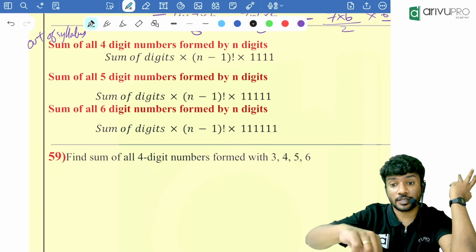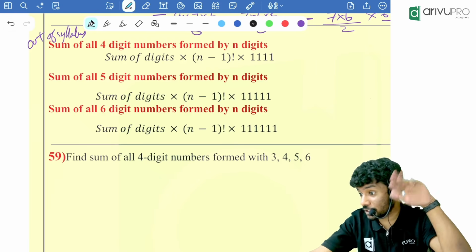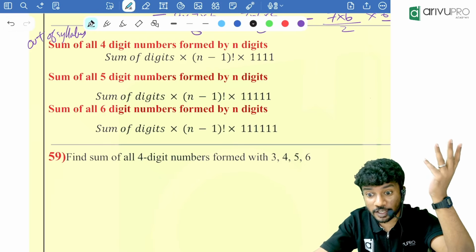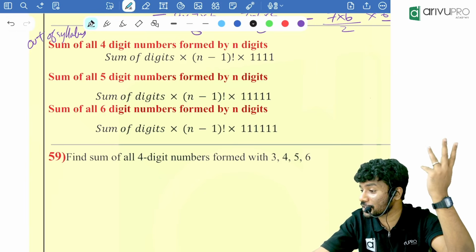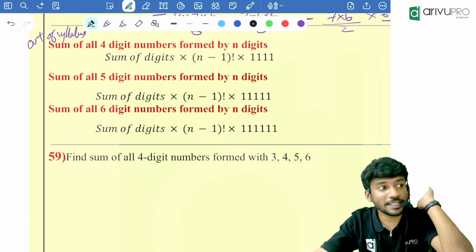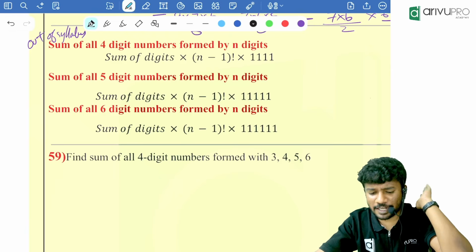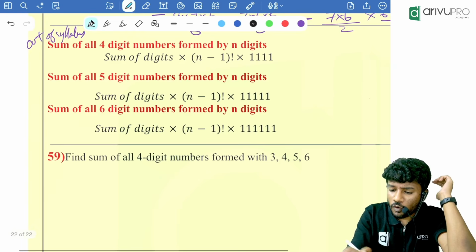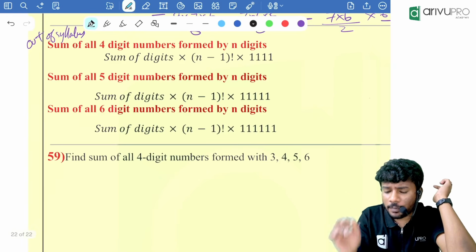What if they ask a question? We can't say that it is out of syllabus, even if it's not mentioned in the book, because it's permutation combination. They can ask anything. Whatever may be the question, they can ask. Make a note of it. Sum of 4-digit numbers formed by n digits.